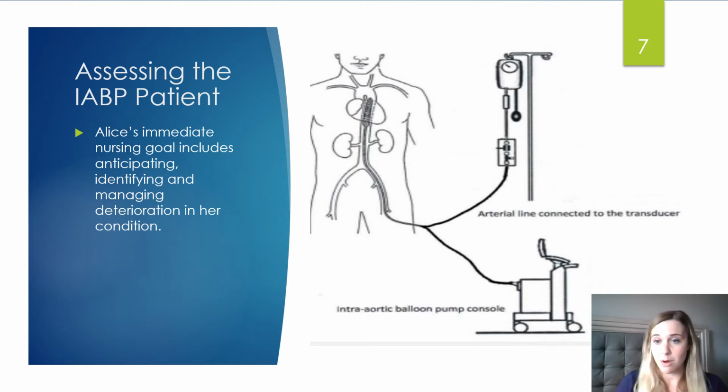You're going to be able to look at your monitor and truly see what's going on, the timing of the pump, and look at your various waveforms. Alice's immediate nursing goal is to anticipate, identify, and manage any kind of deterioration in her condition. Those are her expectations of us.